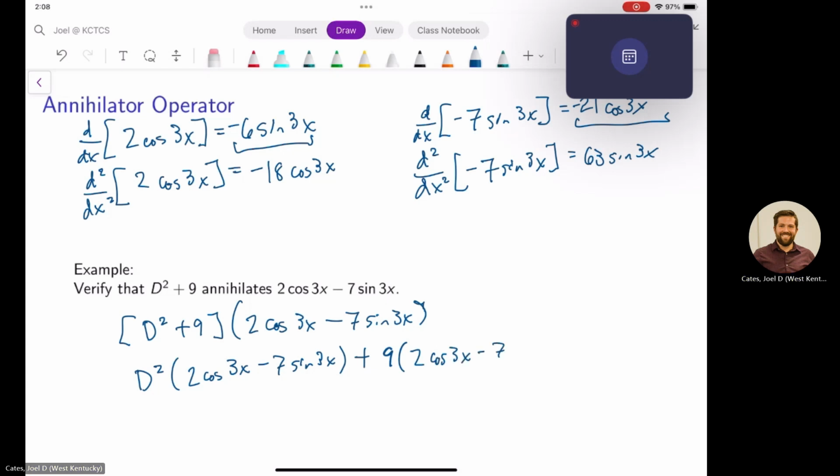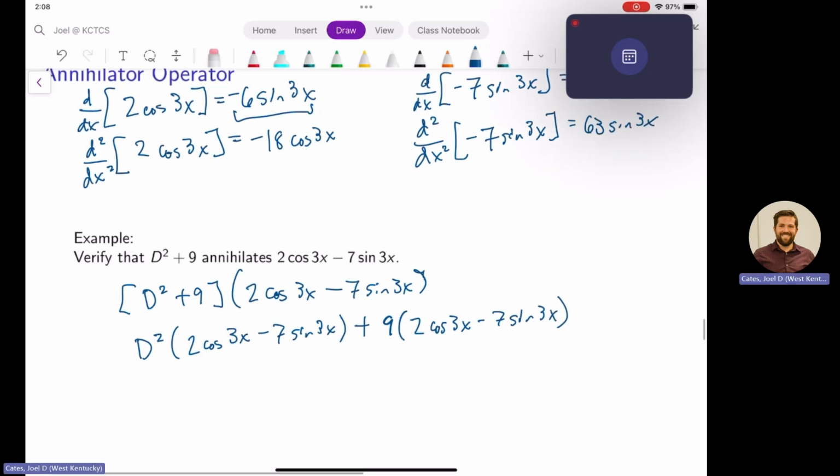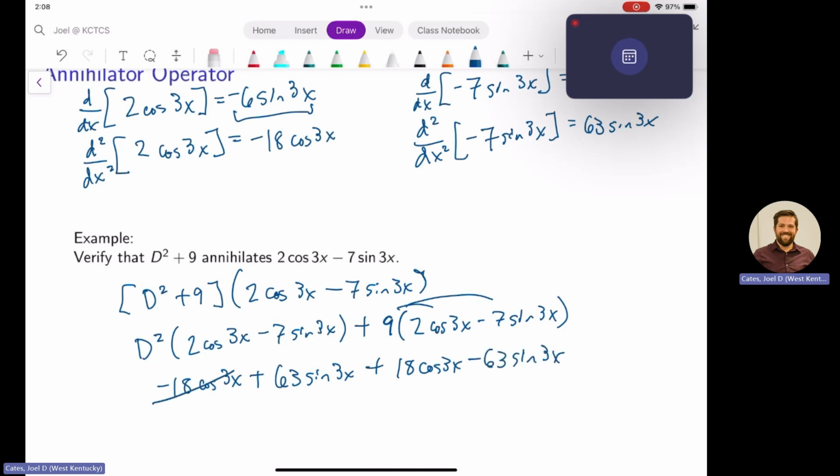So as we just saw, I have a negative 18 cosine of 3x plus 63 sine of 3x plus, now I bring through the 9, and I've got 18 cosine of 3x minus 63 sine of 3x. Well, those are opposite signs, and I have 0. Just like I expected to have with this annihilator.